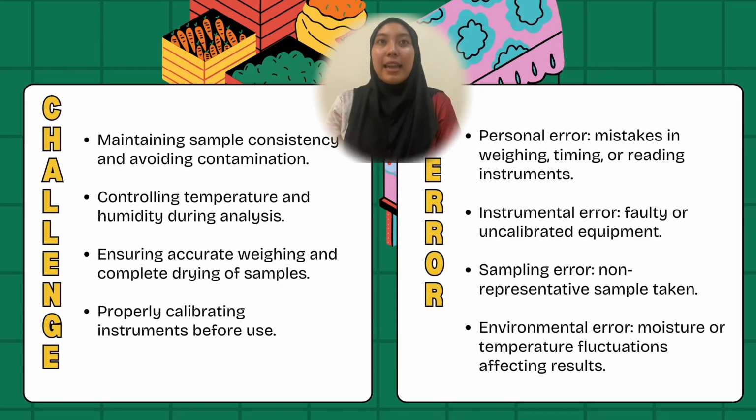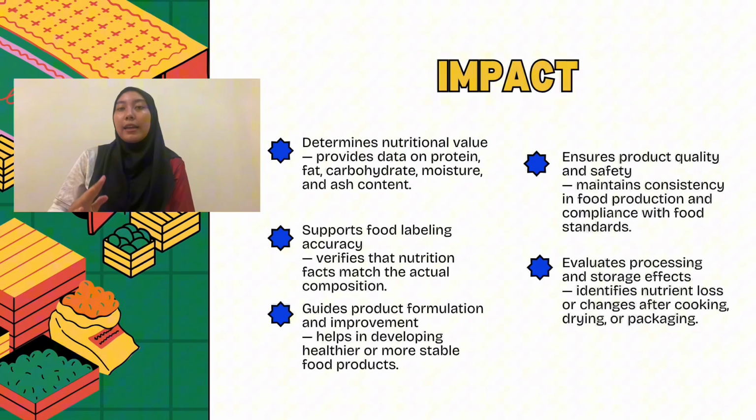Next, I will explain some challenges and errors that may occur during proximate analysis. First, human or personal error, such as inaccurate weighing, pipetting, or misreading instruments, scales, and timers. Second, instrumental error, which happens when equipment like the oven or balance is faulty or not properly calibrated, or when there's inconsistent temperature or voltage supply. Lastly, sample preparation error, which includes incomplete drying or grinding that causes uneven samples and possible contamination during handling or transfer.